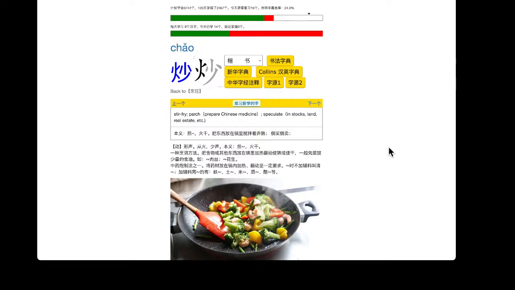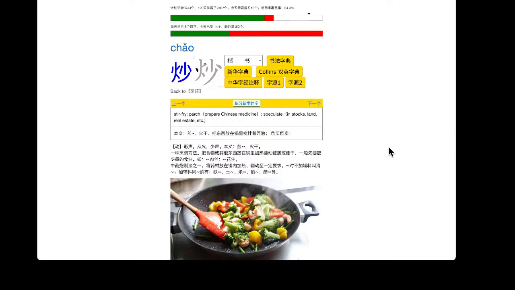They stir, but not frying, but stir. Usually it's dry. So this is called 炒. Now, the third meaning is speculate in stocks, in real estate, in any other things, okay? So this is in trading, in business, that kind of thing. Buying and selling. So this is also called 炒.